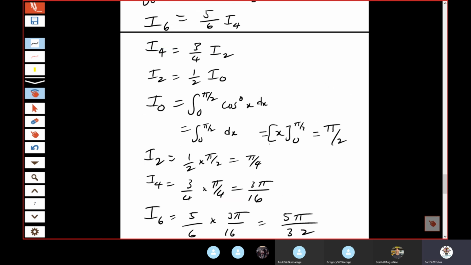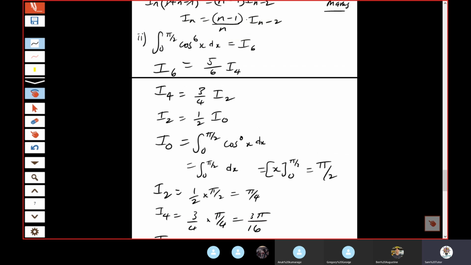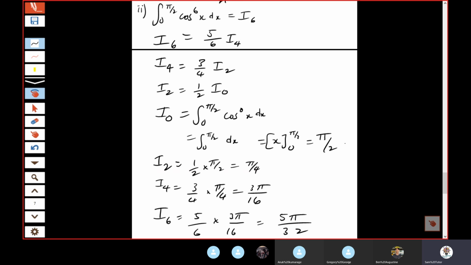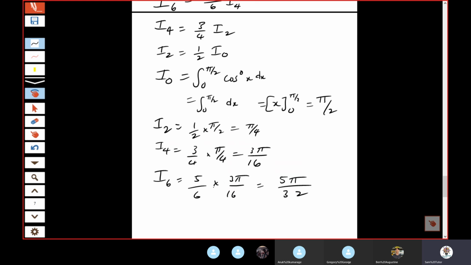Just look at that. What I did is I started with I6, subbed it into the formula, n minus 1 on n, I n minus 2, got down to I0, worked out what I0 was. The power of 0 is 1, and then just work that out real quick, pi on 2, and just go backwards. I2, I4, and eventually I6.